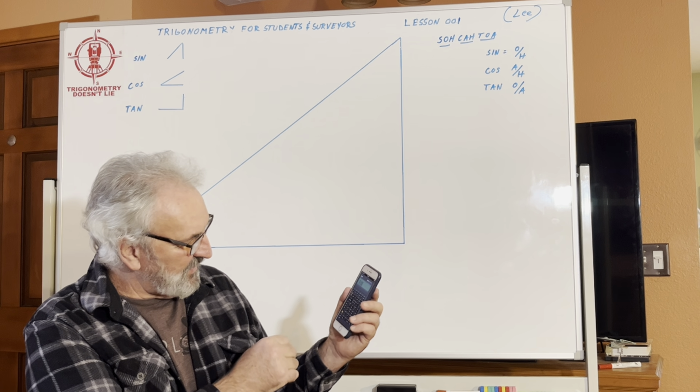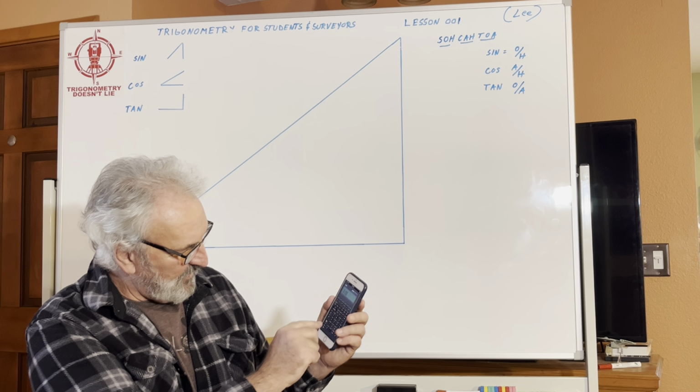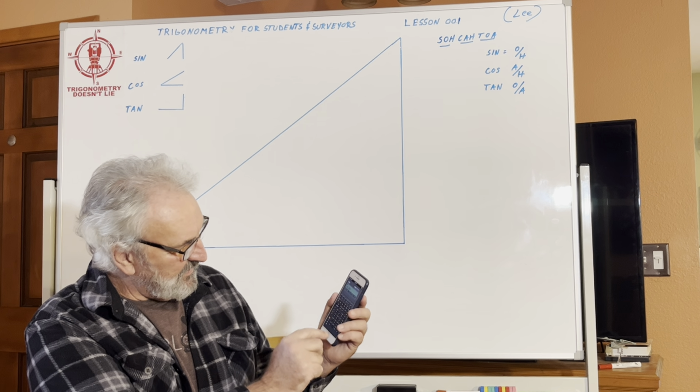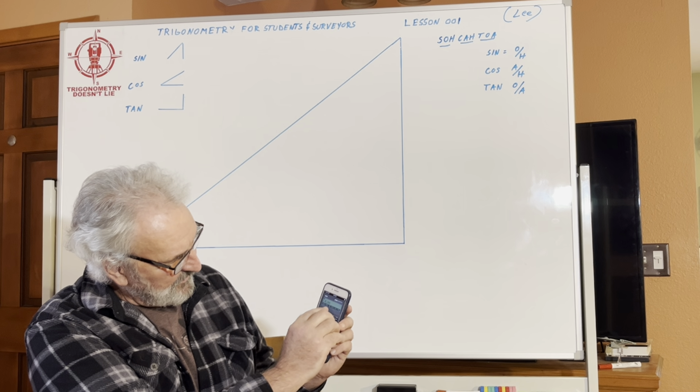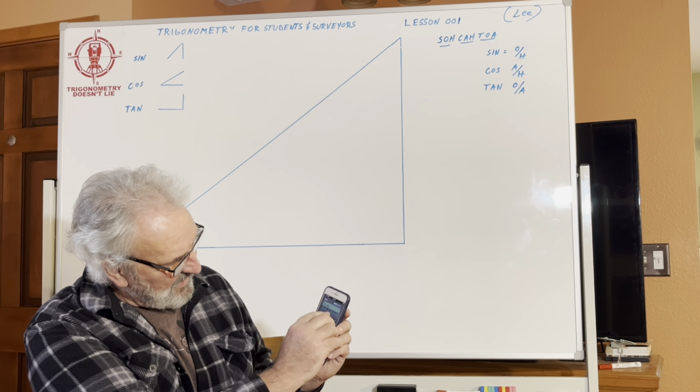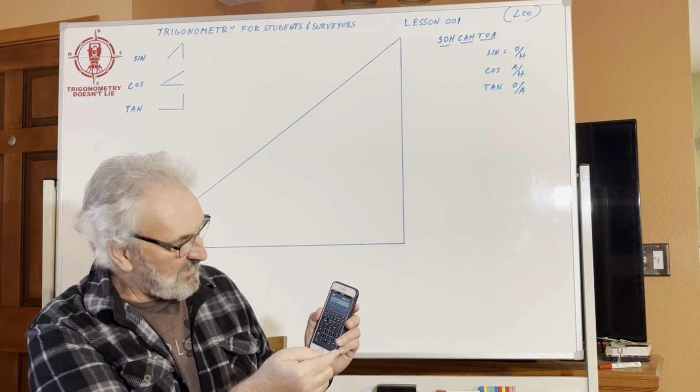When you store something, you have to convert, and there's your convert button. There's HR, which is decimal degrees. HMS is degrees, minutes, seconds.